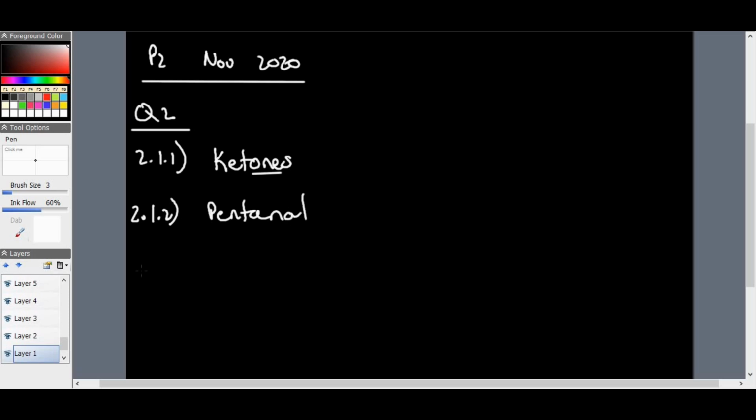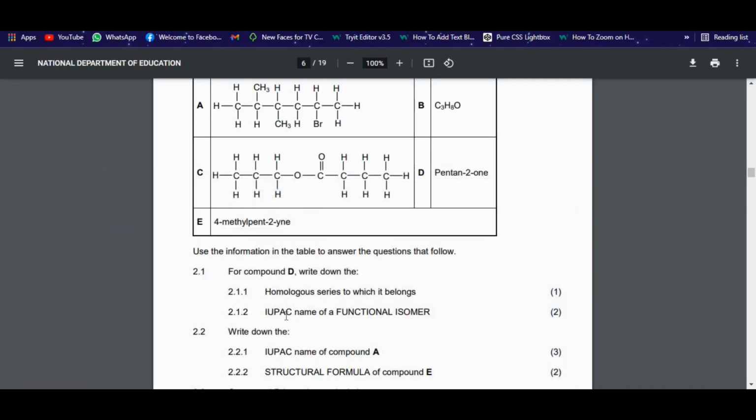Okay, that was pretty easy. Okay, 2.2.1, which is the next one. It says write down the IUPAC name of compound A. So let's have a look here.